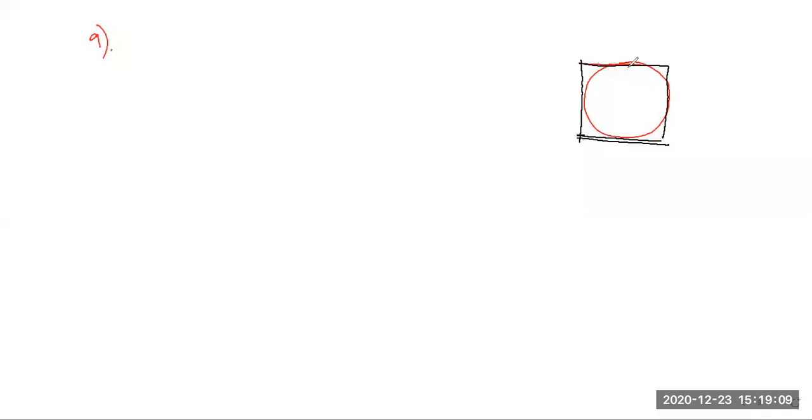Now what is this? This is the radius. This is also radius. So what will be the height of the cylinder? Yesterday also you made this mistake. It will be 2r. What will be the radius of the cylinder? r. What is the diameter of the sphere? It is 2r. What is the radius of the sphere? r.